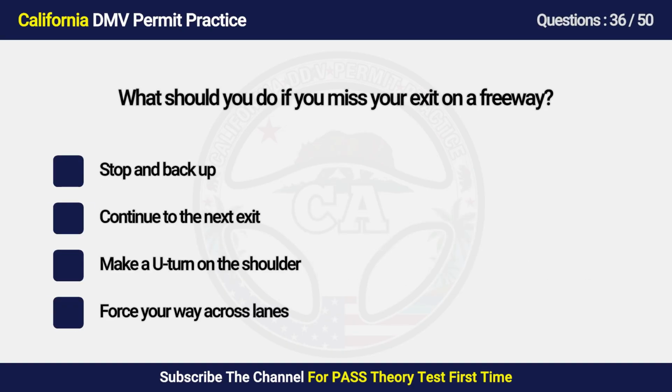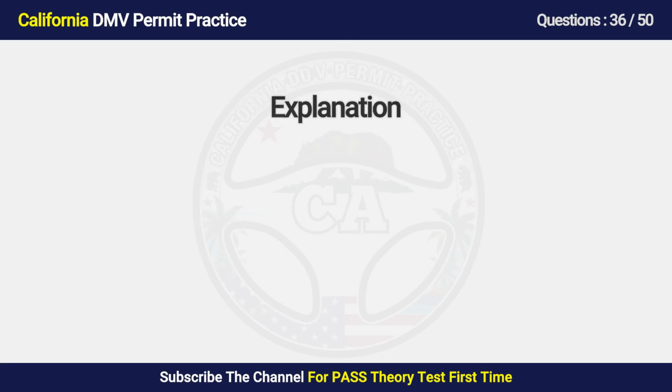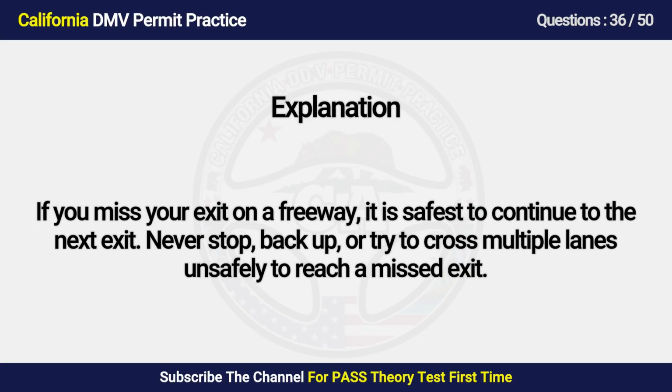Question 36. What should you do if you miss your exit on a freeway? A, stop and back up. B, continue to the next exit. C, make a U-turn on the shoulder. D, force your way across lanes. Answer is B, continue to the next exit. If you miss your exit on a freeway, it is safest to continue to the next exit. Never stop, back up, or try to cross multiple lanes to reach a missed exit.